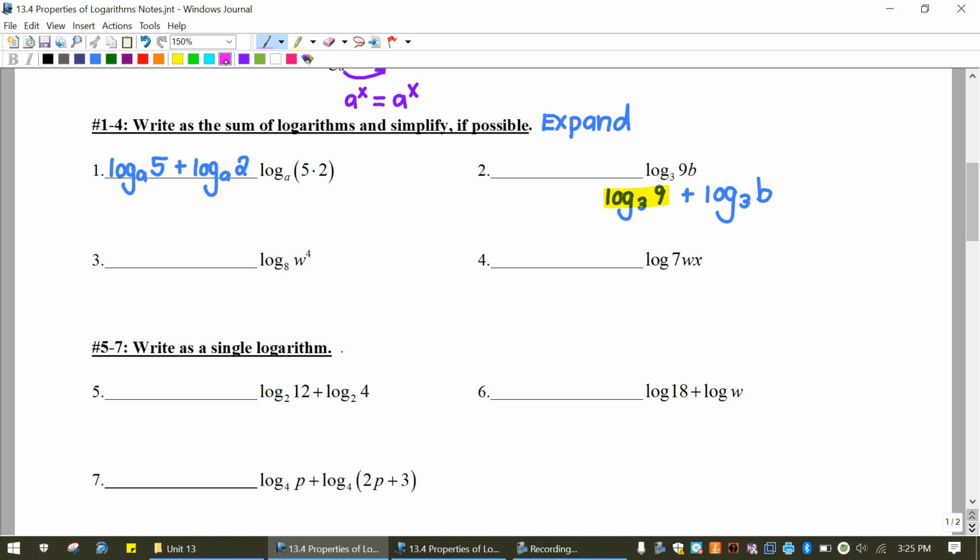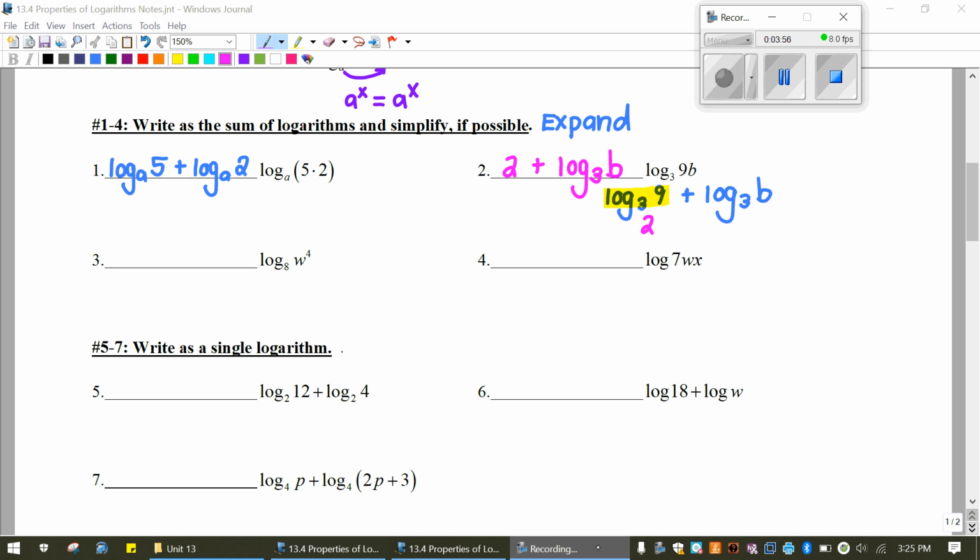And we did this in our previous section when we would evaluate these. It'd be 3 to what power gets you a 9? And that would be a 2. So this would simplify completely to be a 2, because log base 3 of 9 is a 2, plus log base 3 of b. All right, we've got another multiplier on number 4, and then we'll go to number 3.